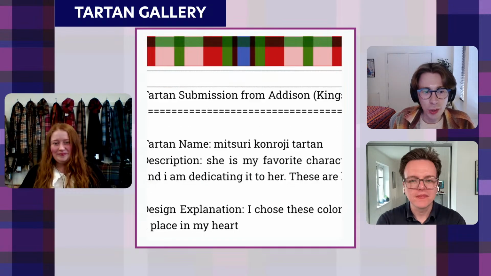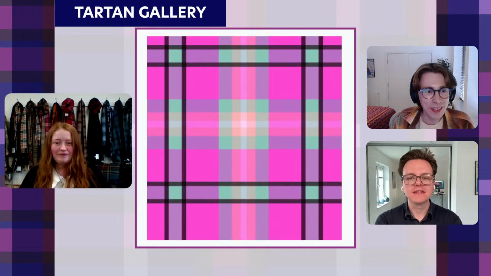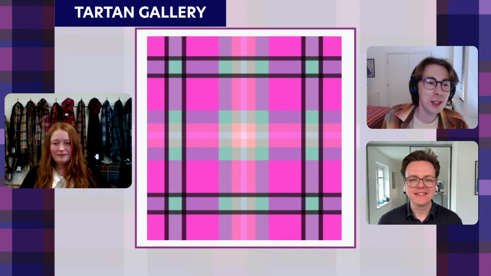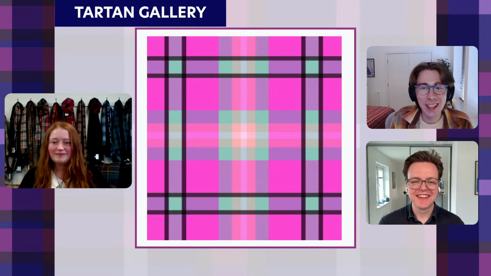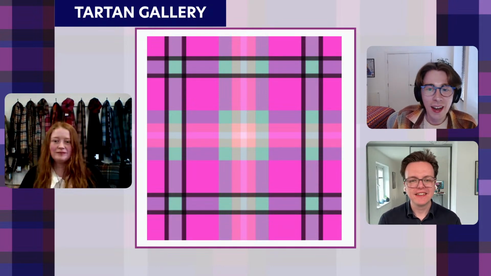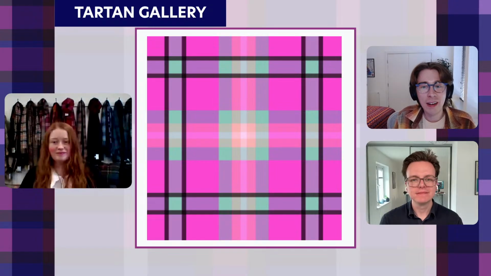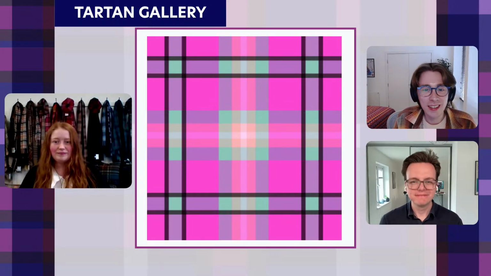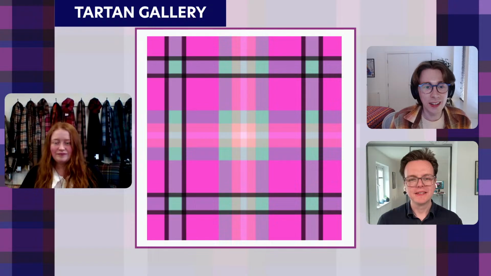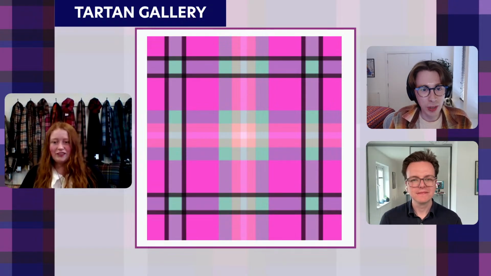Let's have a look at one more tartan before we have to wrap things up. This one is from Addison at Kings Park Primary, and this tartan is called Mitsuri Konroji, and that is Addison's favourite character in Demon Slayer, and this tartan is dedicated to that character. So these are the colours that character would be wearing in the Demon Slayer anime. It's very bright. I really like this one.